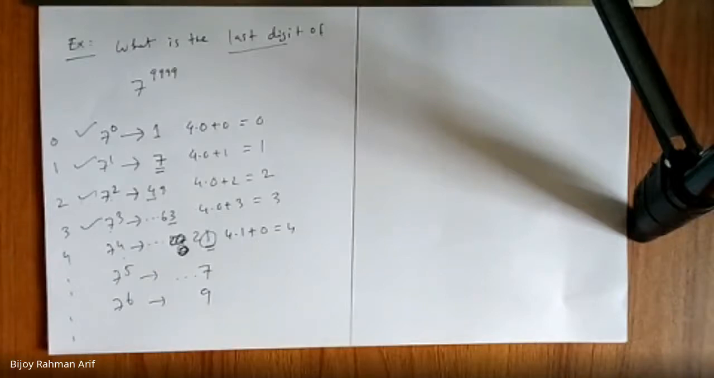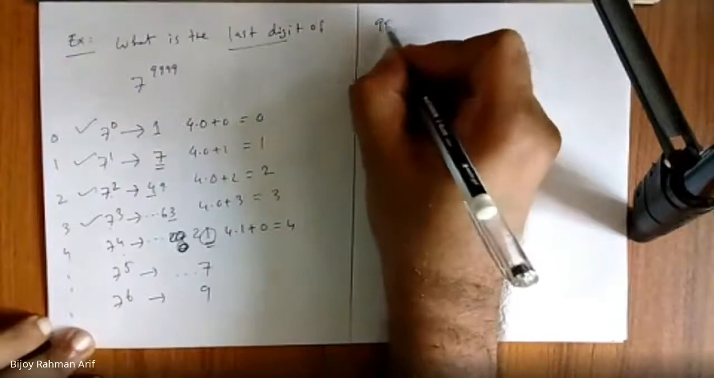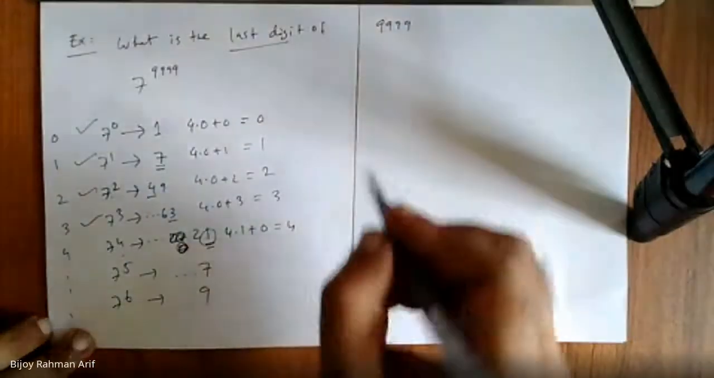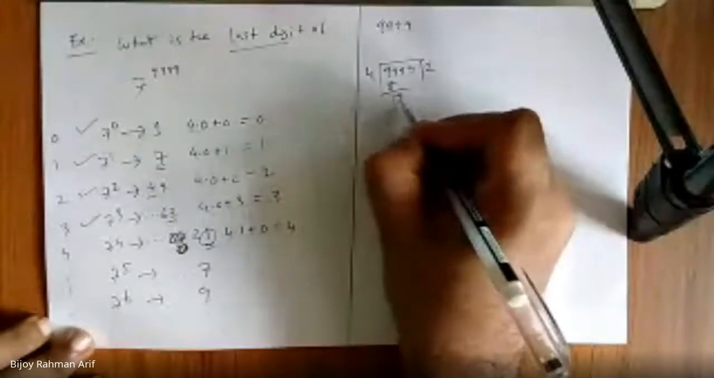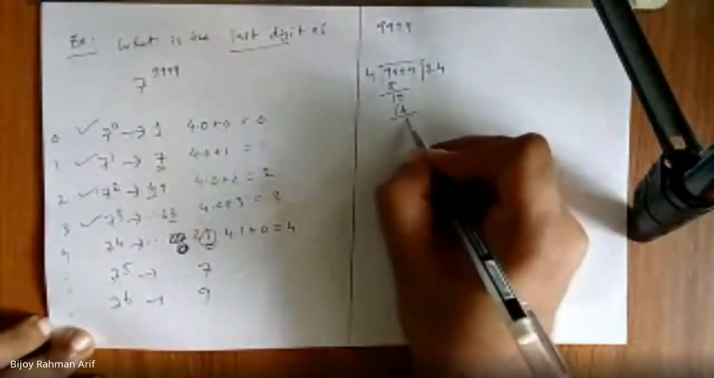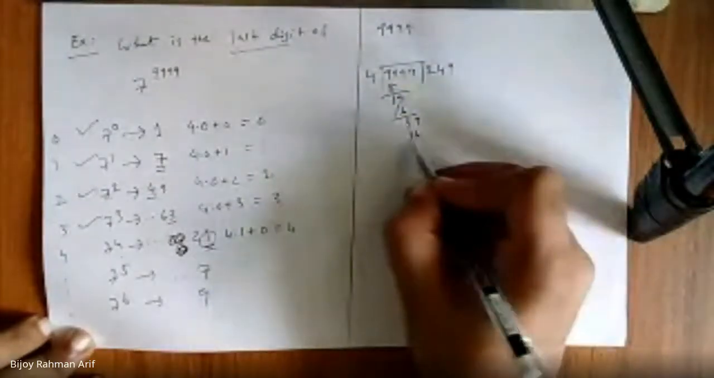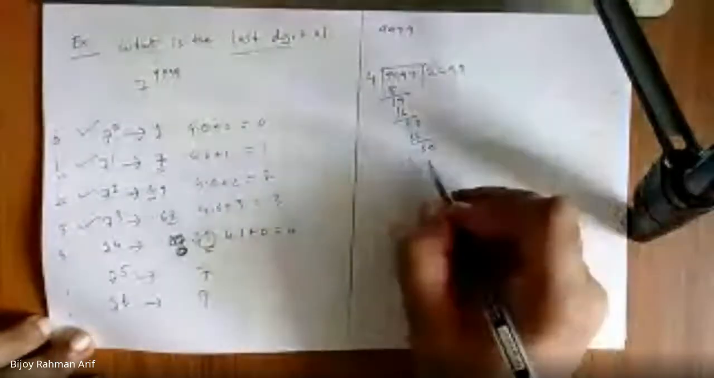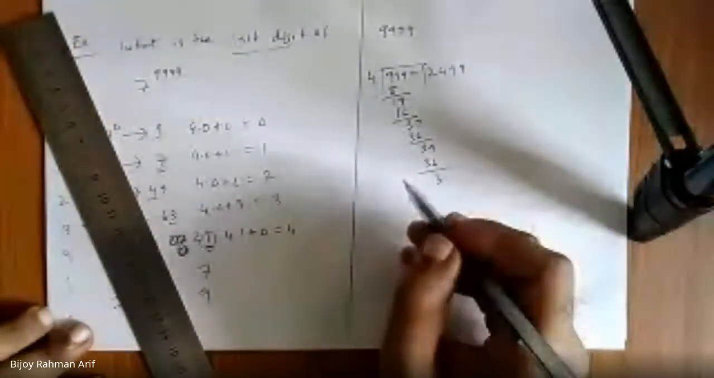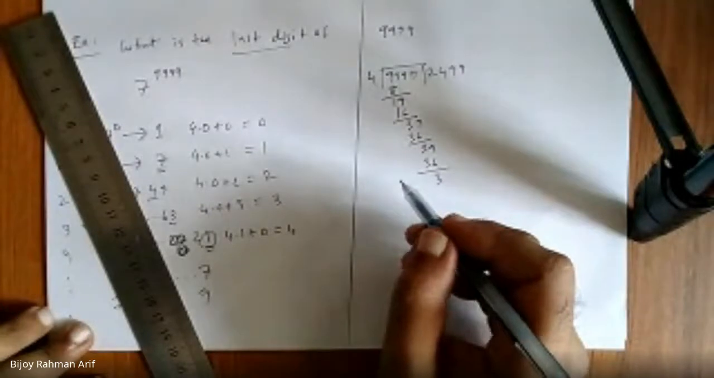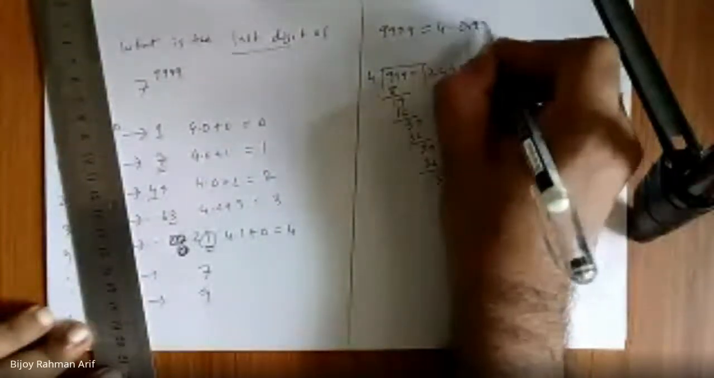Okay? Now, how can I represent 9999? If we divide 9999 by 4, what do we get? 8, 19, 16, 39, 3. So 9999 is nothing but, am I right or not? Yes, I'm right. So 9999 is nothing but 4 into 2499 plus 3.